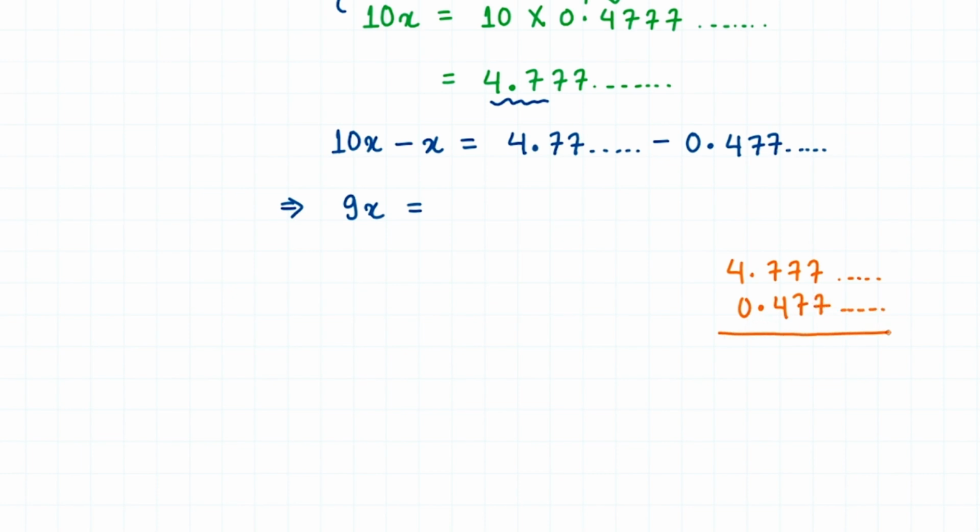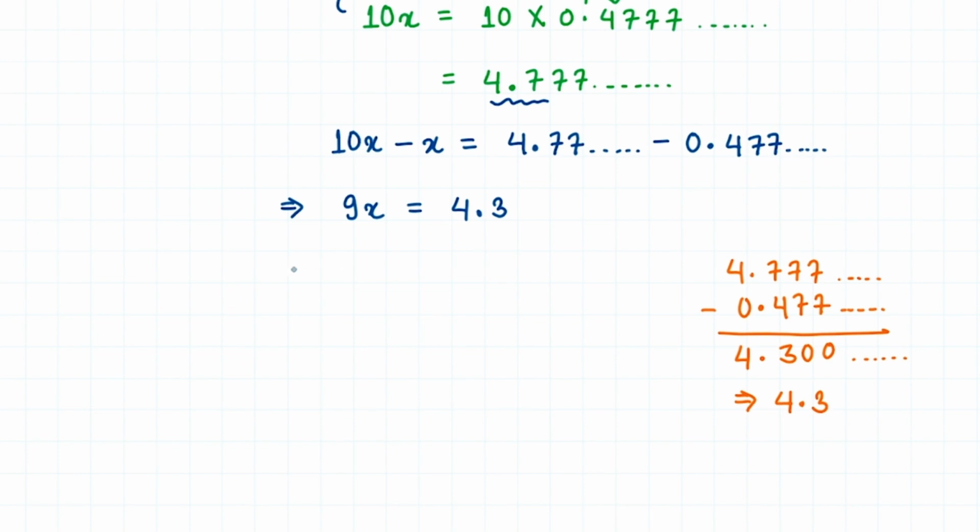So when we subtract this, all the 7s become 0, right? And when we subtract our 7 and 4, we are going to get 3. We have our point over here, and 4 minus 0 is 4. So we have 4.300... Now these zeros are meaningless, so our answer is 4.3, okay? So we have our 4.77 minus 0.477 is 4.3.